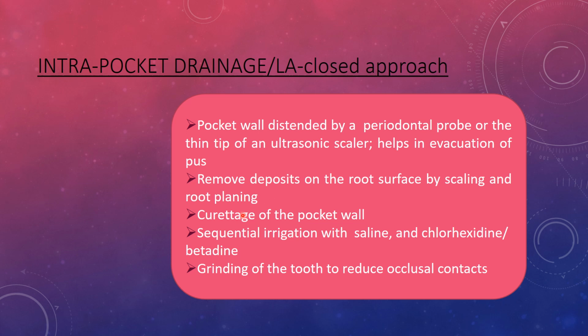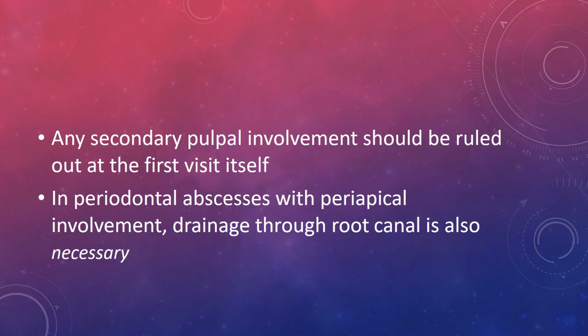followed by curettage of the pocket wall. Then sequential irrigation with saline and chlorhexidine or betadine. Then you have to grind the tooth to reduce the occlusal contact. So this is the intra-pocket drainage, closed approach. Any secondary pulpal involvement should be ruled out at the first visit itself. In periodontal abscesses with periapical involvement, drainage through the root canal can also be done.